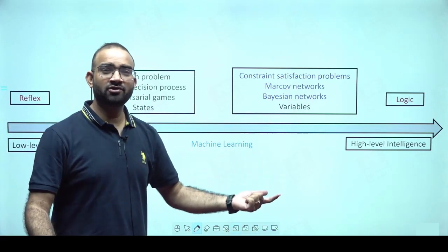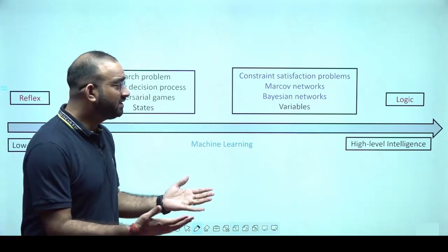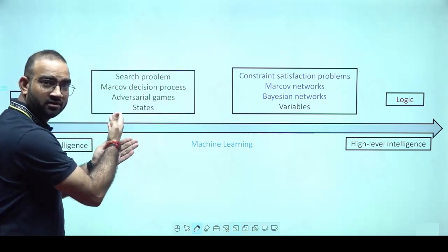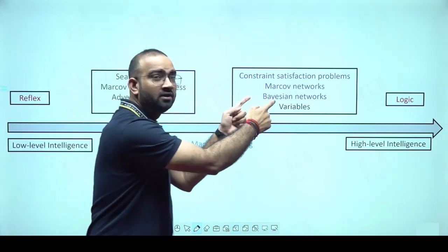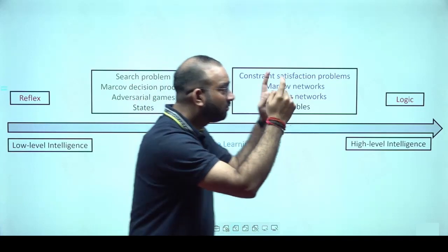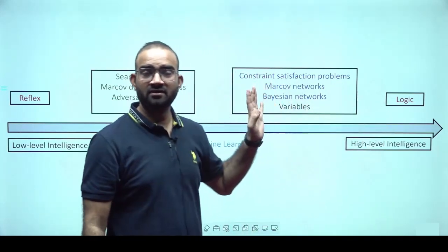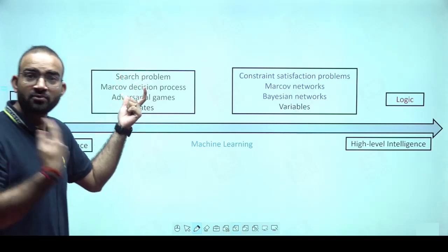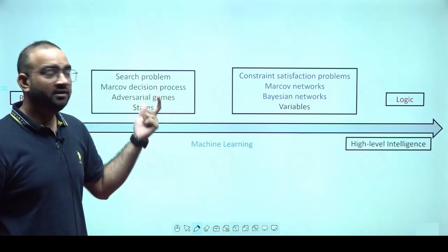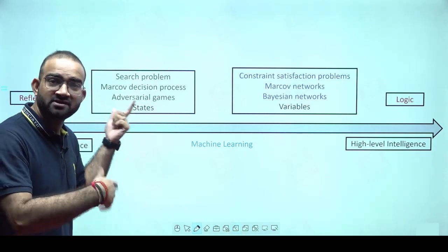Okay, so just like they have talked about inference. So inference means we'll talk about modeling, inference and learning here also. We'll talk about modeling, inference and learning here. And in different methods also. In search problem, we'll talk about modeling, inference and learning. And here also modeling, inference and learning.